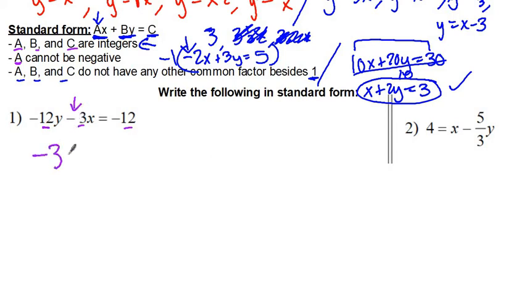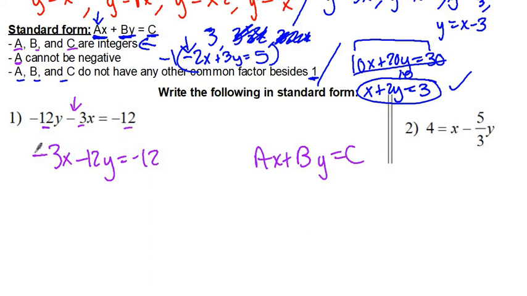Let me rewrite this so you can see it in standard form. Equals -12. We just swap those. Remember, here is standard form. This is what we're trying to get it to look like. So a can't be negative. How can I fix that? I can multiply everything times -1.